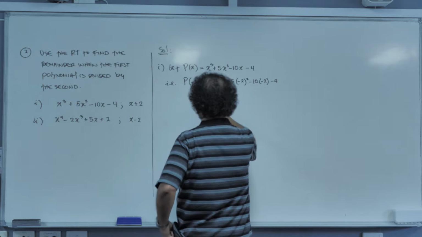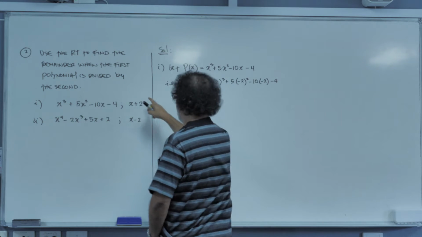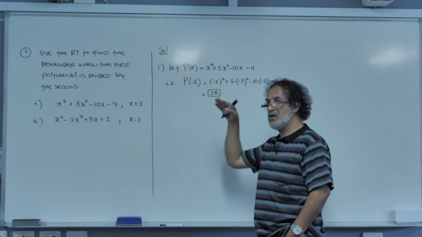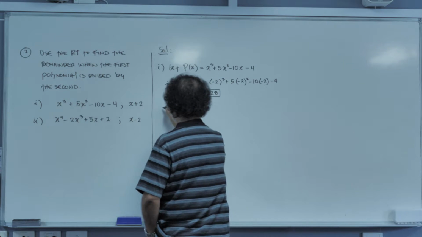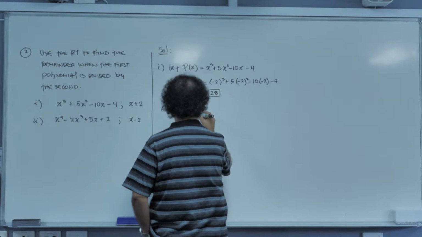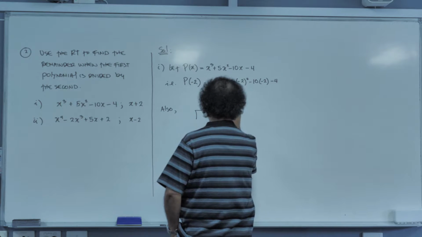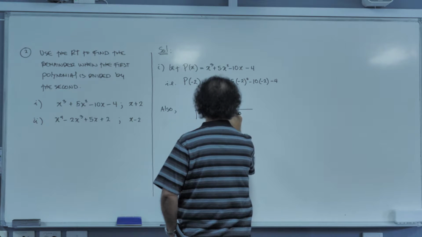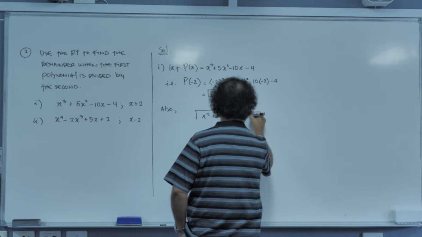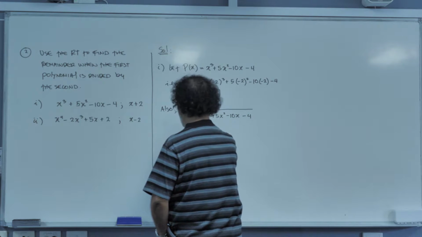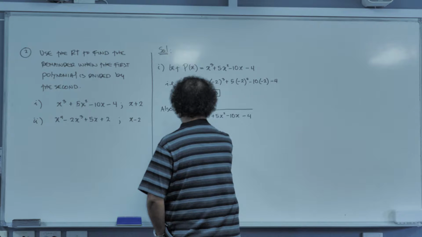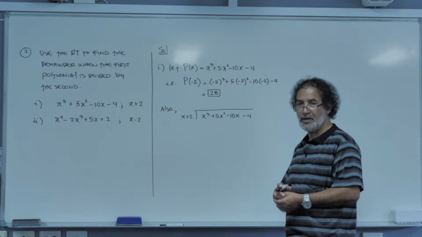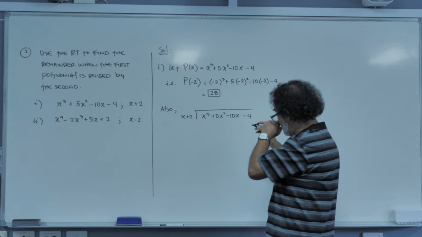So what we are going to do now, even though the question doesn't say so, is double check and see if the answer is correct by doing the long division. Let's do the division. So we're going to put x cubed plus 5x squared minus 10x minus 4, and we're going to divide that by x plus 2. Let's do the long division, and then we're going to do the synthetic division.